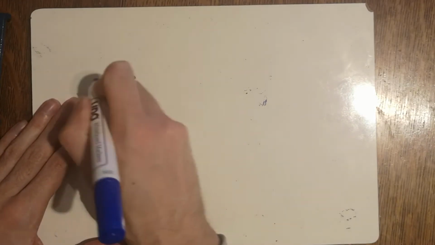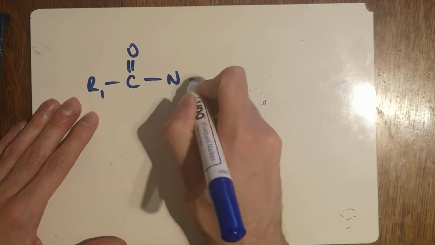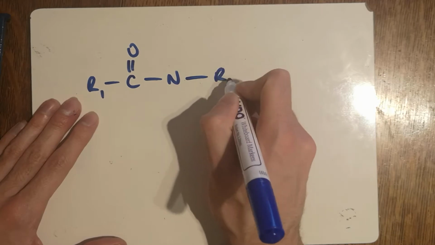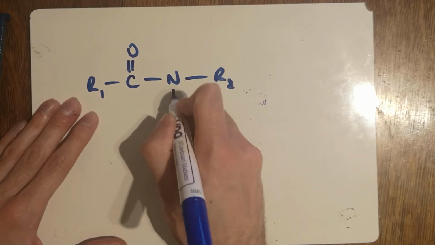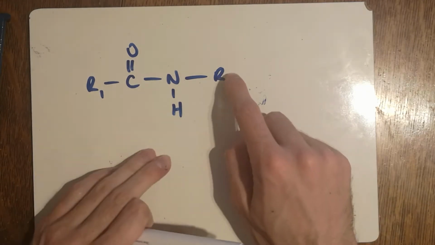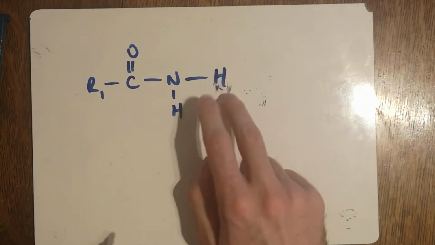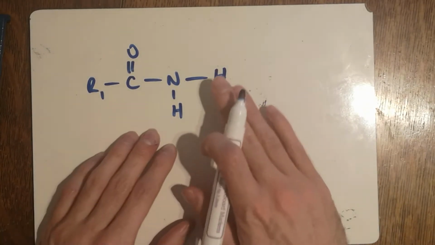Number 2, which compound is a secondary amide? And for this, we need to know what an amide is. So an amide will have the functional group, and that's there. A primary amide will have 2 hydrogens attached to the nitrogen.